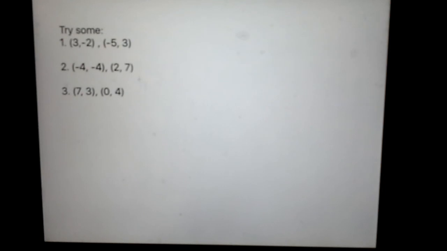Now it's your turn to try some distance formula problems. You are given the two endpoints in coordinate form. It is your turn to determine the distance between the 2 points. For number 1, you have the coordinates 3, -2 and -5, 3. For number 2, you have the coordinates -4, -4 and 2, 7. For the last problem, you have the coordinates 7, 3 and 0, 4. Good luck!